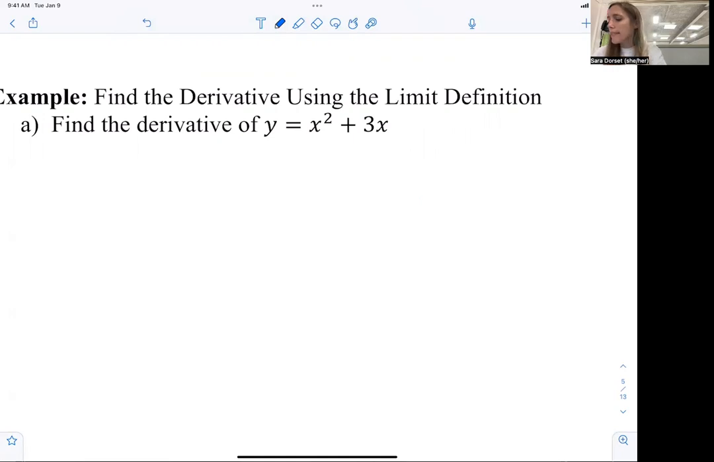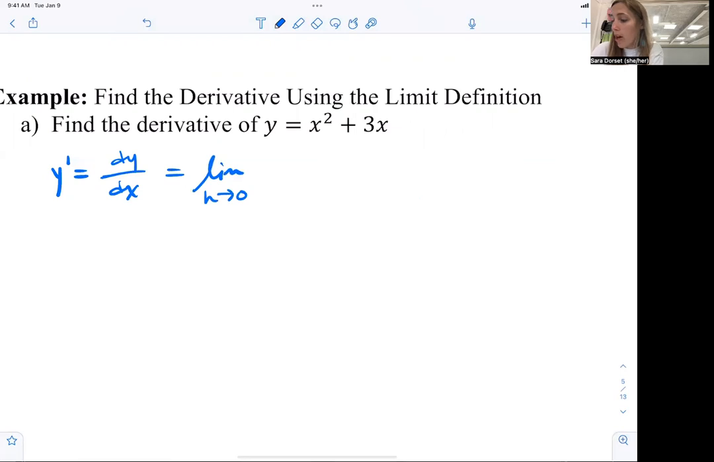Okay, so to find the derivative of this function, you can either use dy over dx or you can use y prime to indicate that we're finding the derivative. And this is important. Don't just have the limit written there without stating what it represents. This is y prime, or you can use dy over dx. But that's going to be equal to the limit as h approaches 0 of our difference quotient.